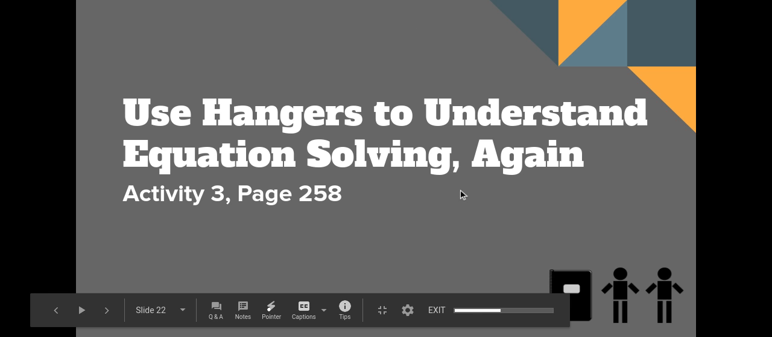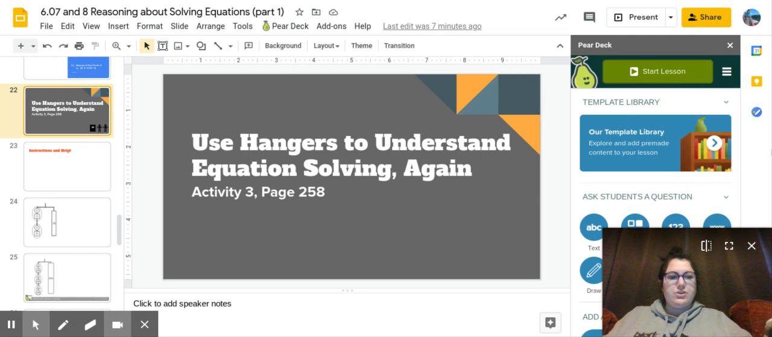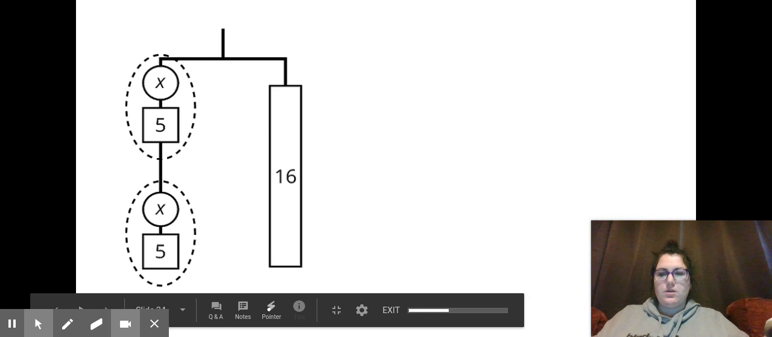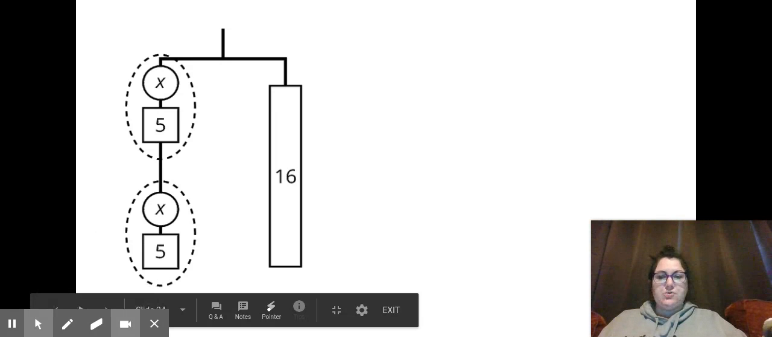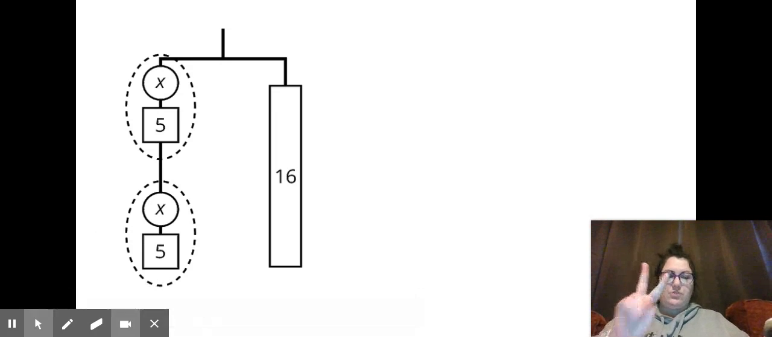For your final activity, we are going to use hangers to solve some more complex equations. What you're going to be doing is very similar to the equations in the previous activity. You're going to be faced with a hanger here, and you will need to do two things for this hanger. First of all, write the equation, and then second of all, solve it.